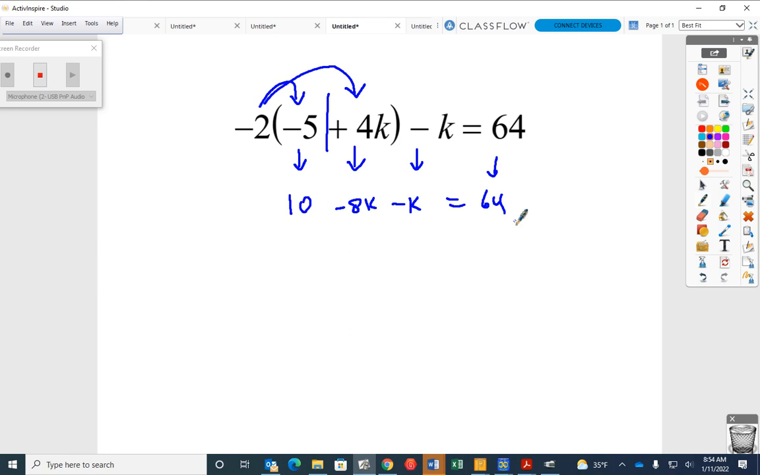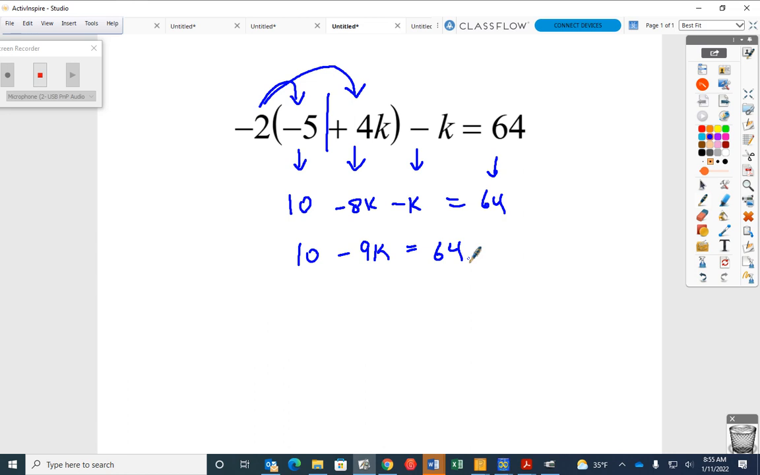Okay. Now, what is our next step? Combine anything that we can. Can I combine this positive 10 with anything over here? No. Can I combine this negative 8k and this negative k? Yes. What is the coefficient if I just have a variable like k? It's the same as a negative 1k. So if I have a negative 8 and I combine it with a negative 1, what do I now have? Negative 9k equals 64.